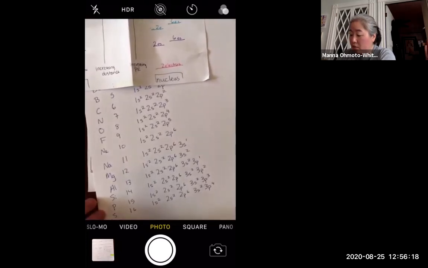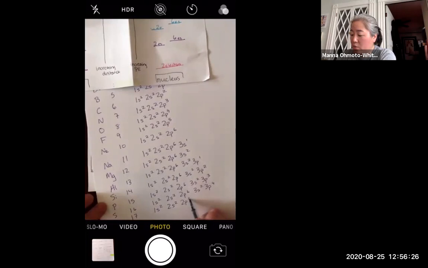If this is starting to feel redundant, this is awesome because it means that you're starting to see the pattern. Chlorine has 17, 1s2, 2s2, 2p6, 3s2, 3p5, and argon, 18 electrons, 1s2, 2s2, 2p6, 3s2, 3p6.